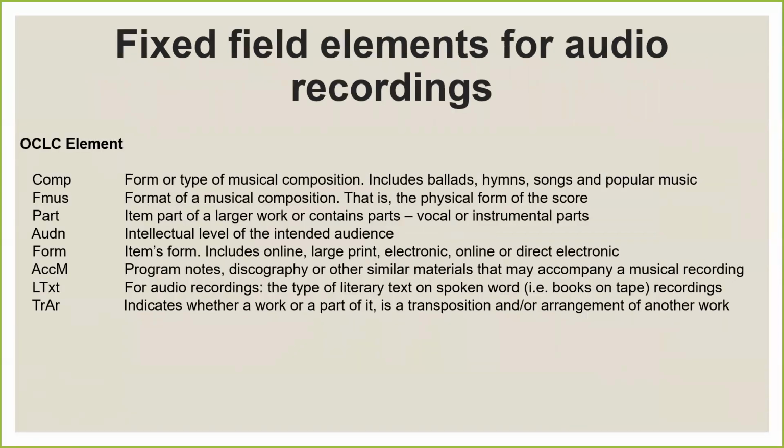Fixed field elements present in audio recordings are form of composition, format of music, music parts, target audience, form of item, accompanying material, literary text for sound recordings, and transposition or arrangement. While all these elements are present in both the musical audio recording and the audiobook, not all the fields are applicable to both formats, as you will see in the examples to follow.